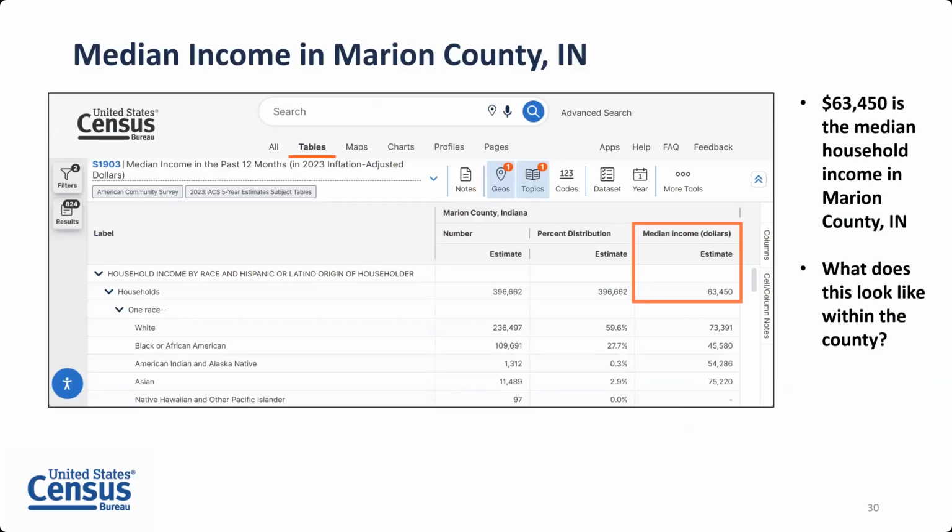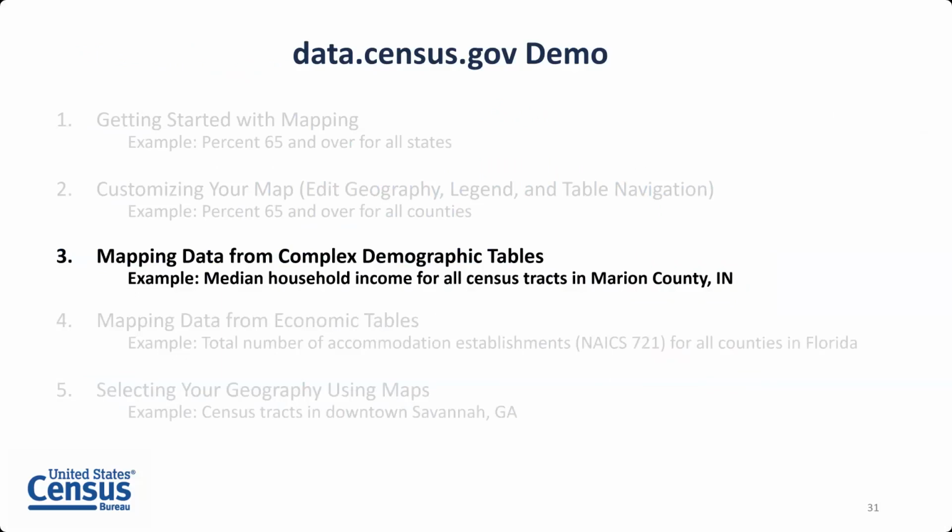And for this example, I'm also going to drill more granular in terms of geography to show you how you can visualize data. So I did a little bit of research before this and looked at Marion County, Indiana. And what I found from here is that the median income is $63,450. But what does this really look like within the county? So let's make a map of that. For this example, I'm going to choose the census tract level geography. Don't worry if you're not familiar with tracts, we're going to visually see what they look like in just a moment.